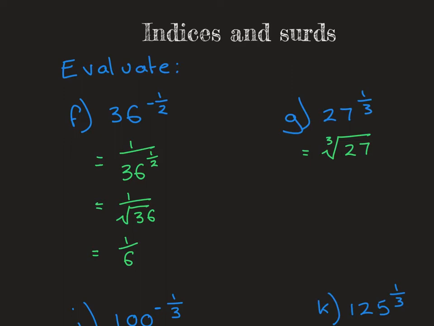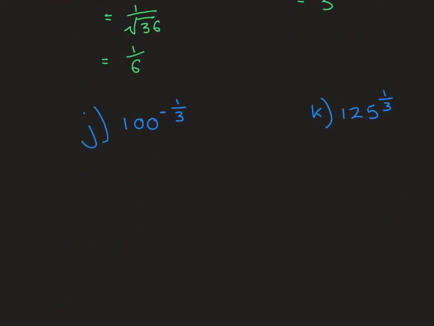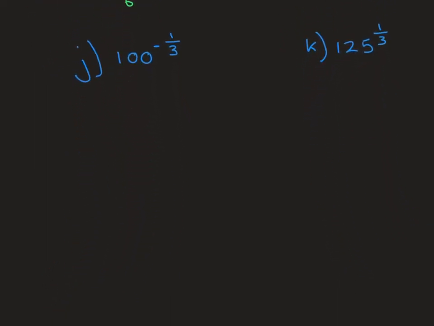So when we're looking at a problem like this, we need to think, what number can you multiply by itself 3 times to get 27? Okay, and 27 does have a perfect cube root. Okay, so the cubed root of 27 is going to equal 3, because 3 times 3 times 3 is 27. Okay, let's go down to these ones.